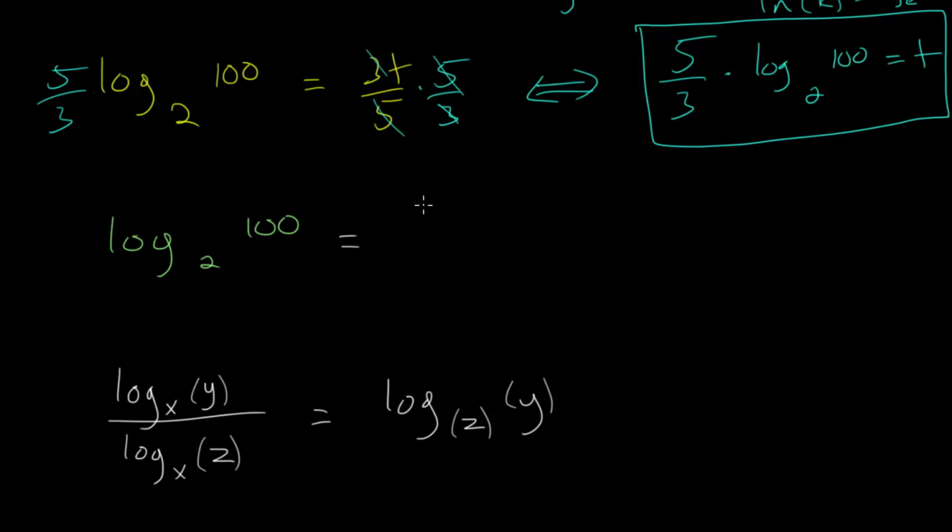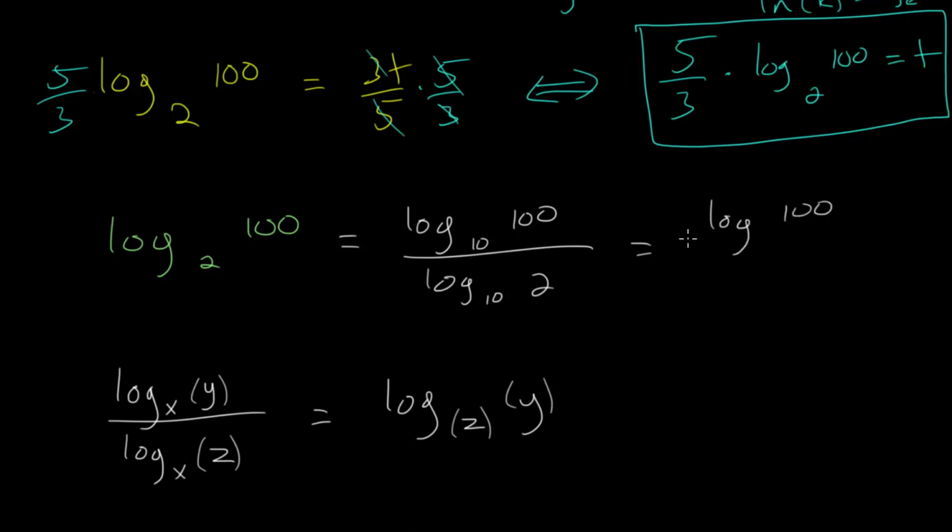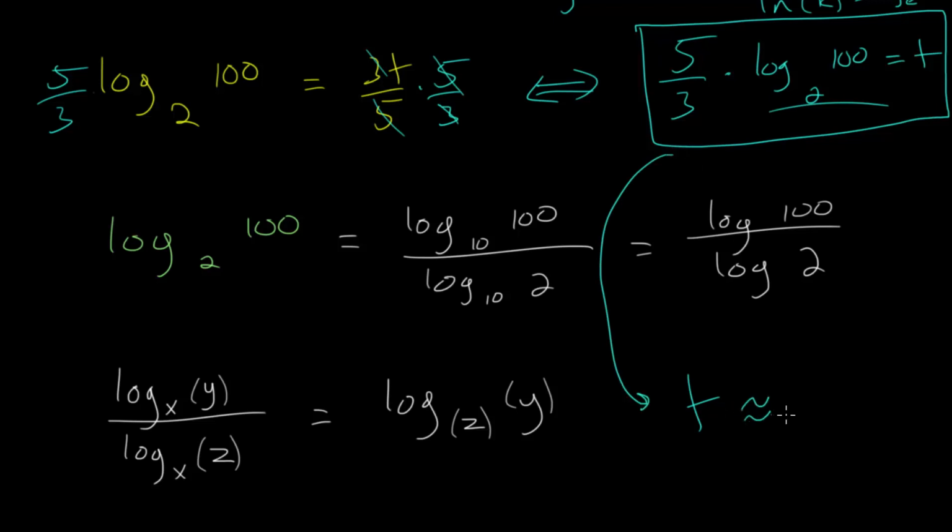We'll change everything to log base 10. We'd have log base 10 of 100 divided by log base 10 of 2, which you'll just see for the calculator buttons as log 100 over log 2. And if we do want an approximation, we can again just plug this into our calculator as log 100 over log 2, so that t will be approximately 11.073, so we can just say 11.07.